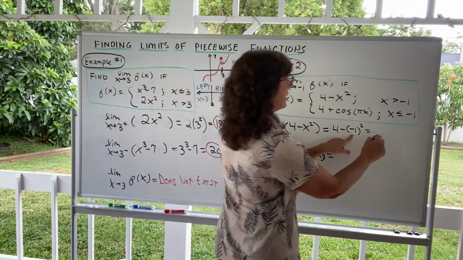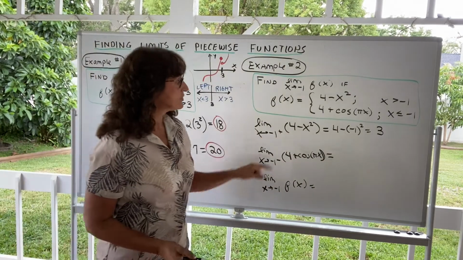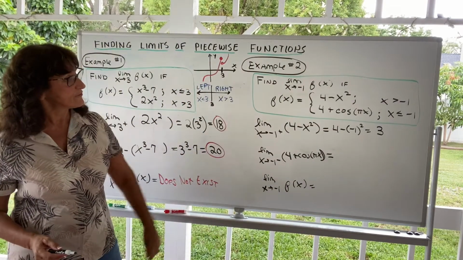4 minus that plus 1 gives you 3 from the left, or 3 from the right. So your limit from the right is 3. Let's check out the limit from the left now.